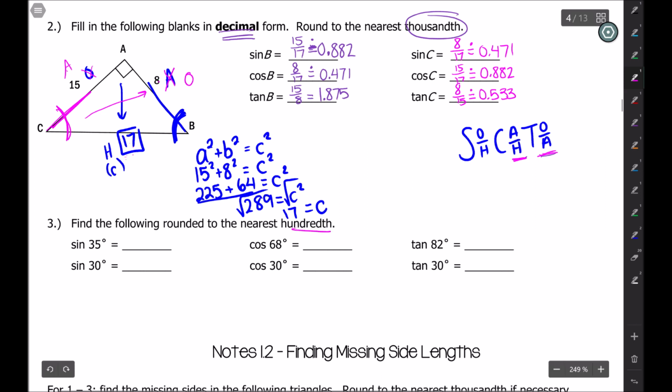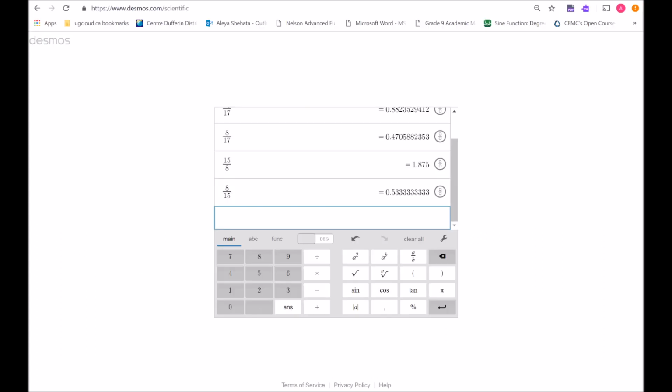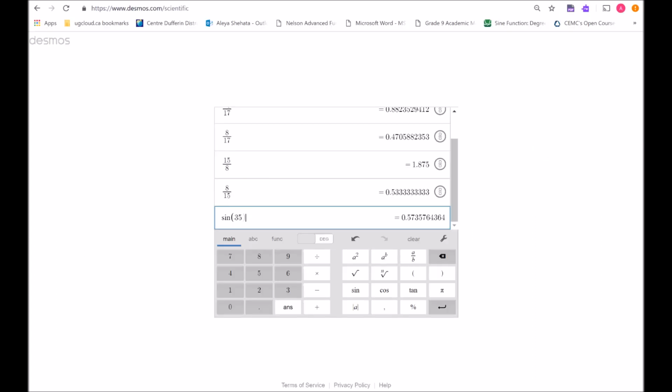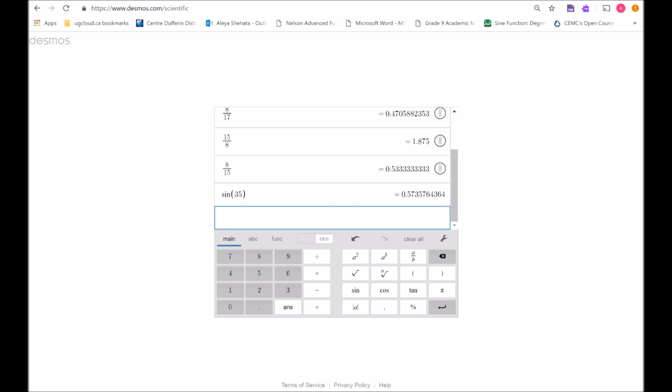Okay? Lastly, question number 3, find the following rounded to the nearest hundredth. So in order to be able to do this, the first thing I need is my calculator. So the first question we have is sine of 35. First of all, you have to make sure you are in degree mode. So I'm going to type in sine 35, and I get this answer right here. So if I need to go to the hundredths place, the 5 is the tenths, the 7 is the hundredths. I look at what comes after. It's a 3. It's not 5 and above, so I keep the 7 the same. So I get approximately 0.57. Now, if you're having troubles with your calculator, because each calculator might work differently, just let me know and I'll help you figure out how to type it in correctly into your calculator.